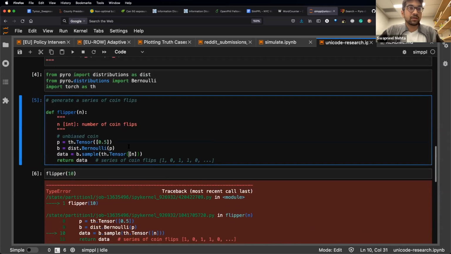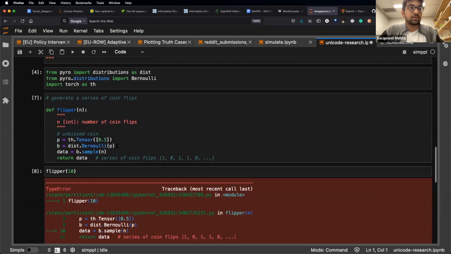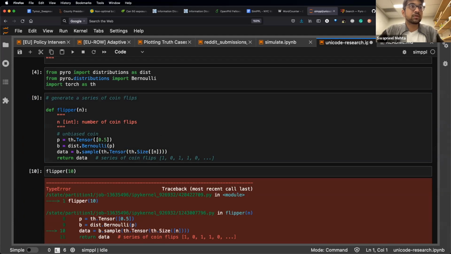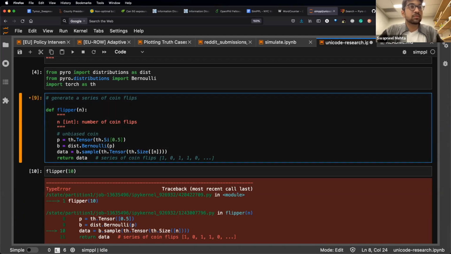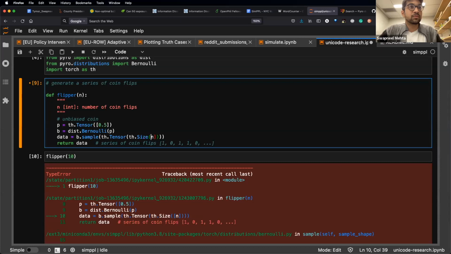This is for data.sample. Maybe I did not need this. Or maybe I did. It takes an iterable of size n. My bad. It's a bit annoying. I'm sure there's a better way to do this than I showed you, but no, this takes an iterable of int. Oh, oops.